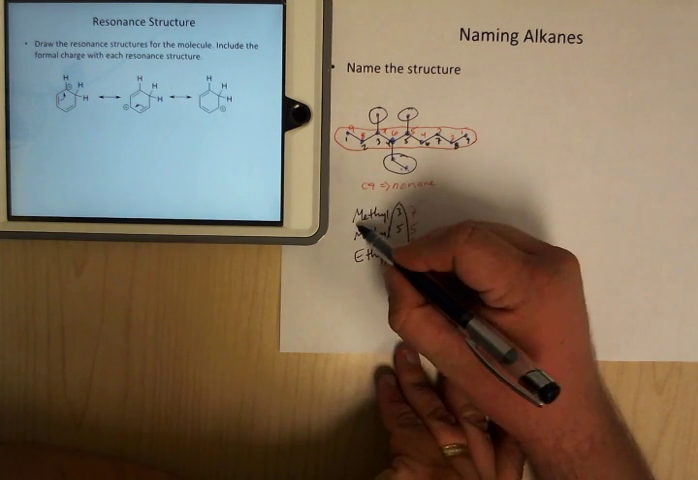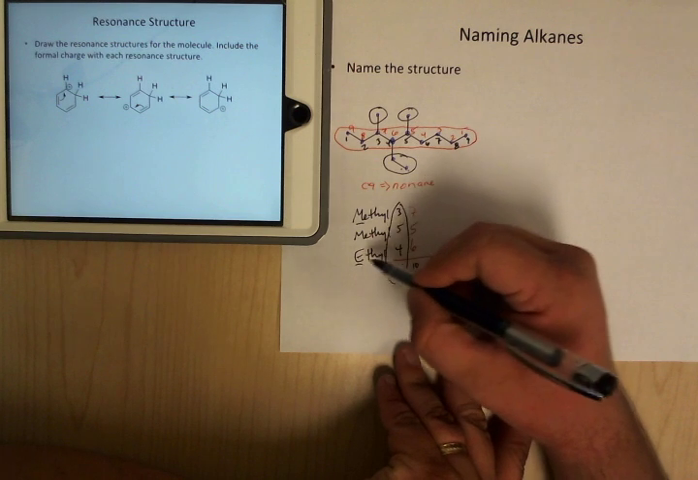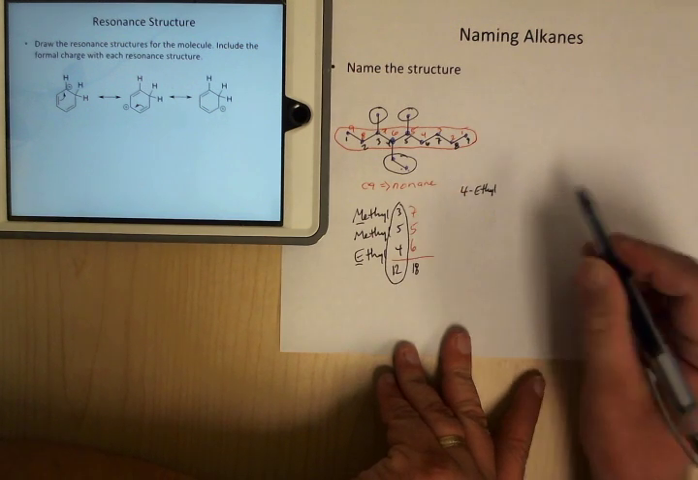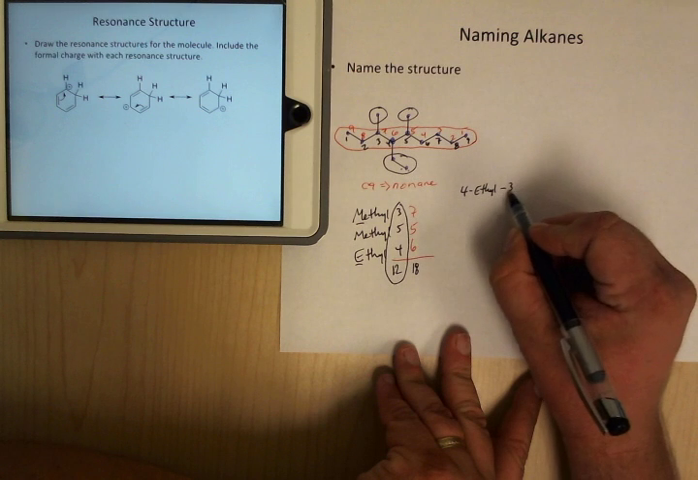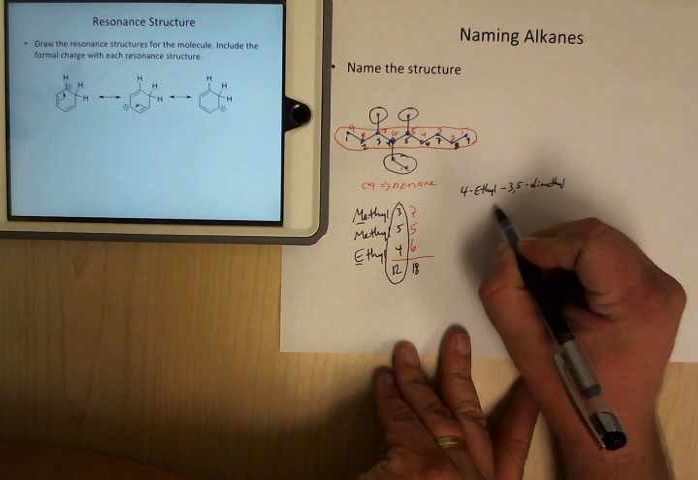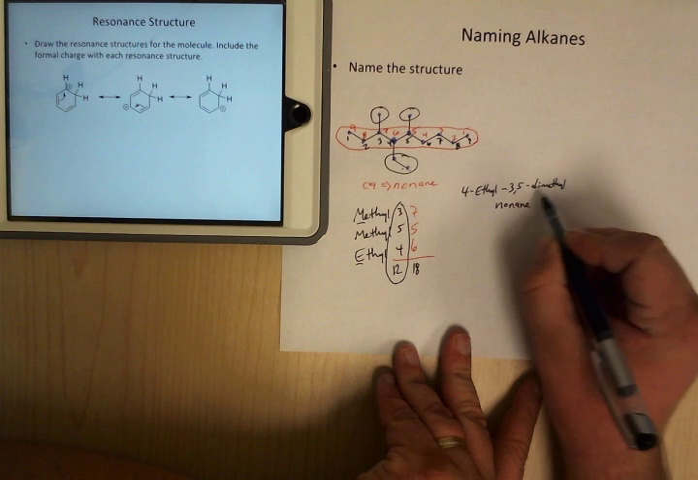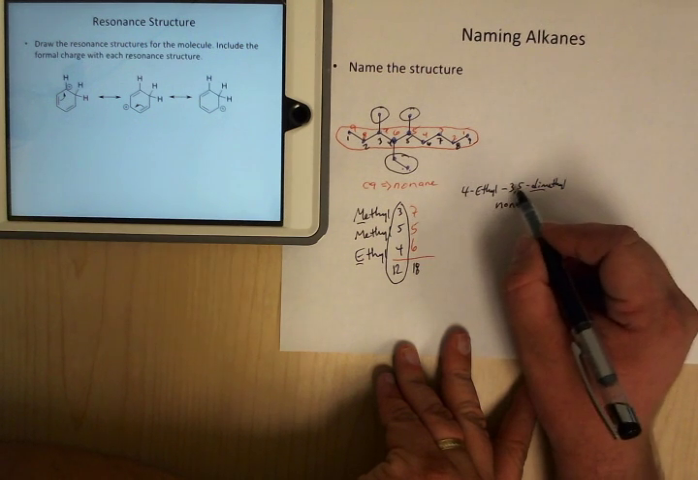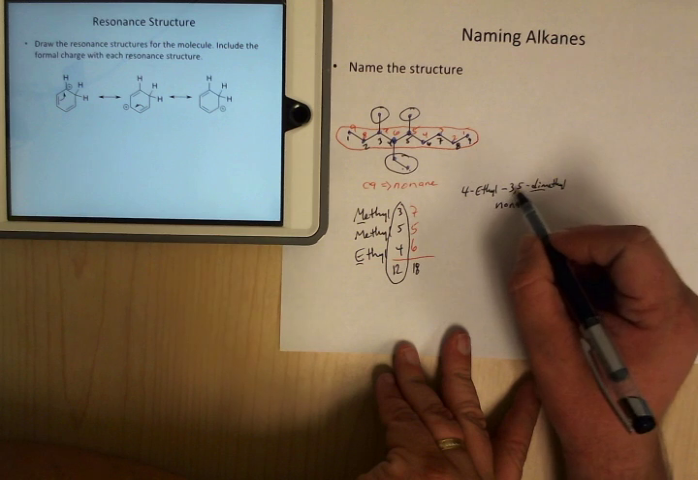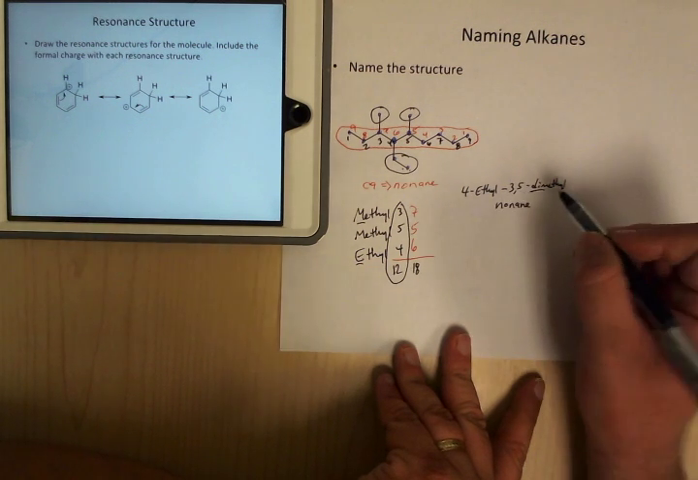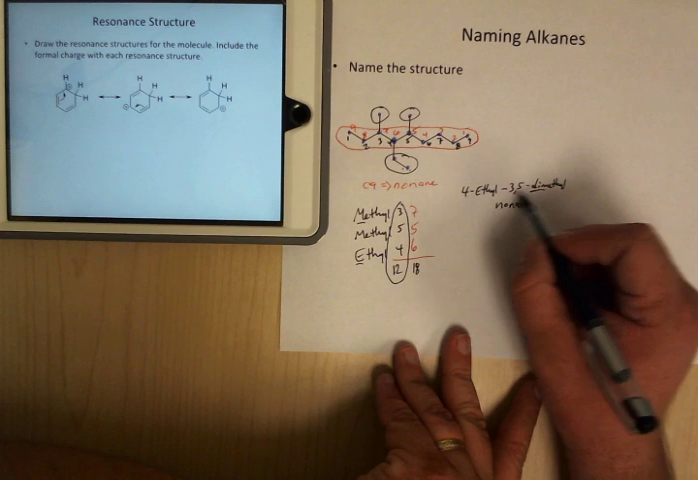Okay, so what comes first? Methyl or ethyl? Ethyl comes first, right? So it becomes 4-ethyl, 3,5-dimethyl, no name, right? So don't forget, if there's a di here, I need 2 numbers there, even if it's the same, even if it's 5,5-dimethyl or 3,3-dimethyl. I still need 2 numbers here if I've got a di. If there's a tri, I need 3 numbers, right?